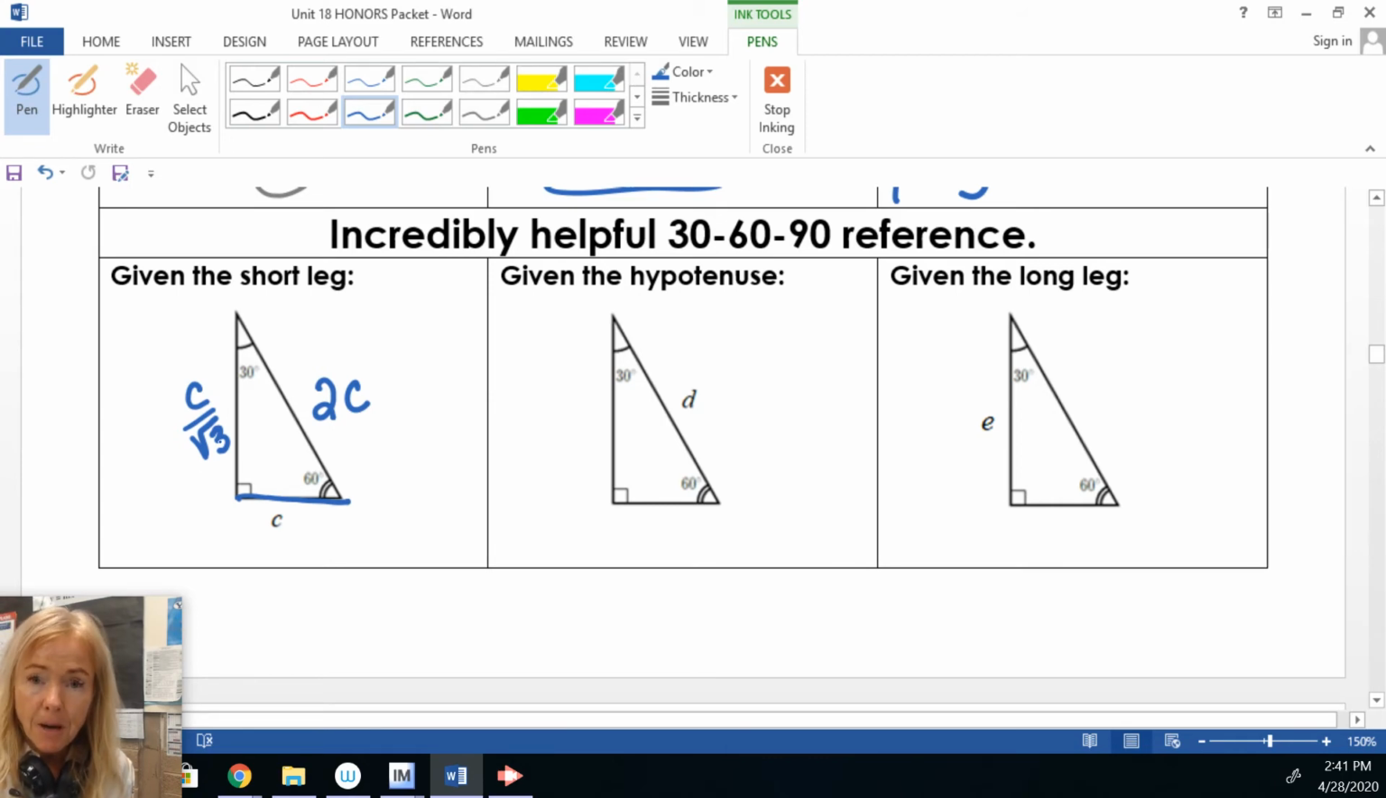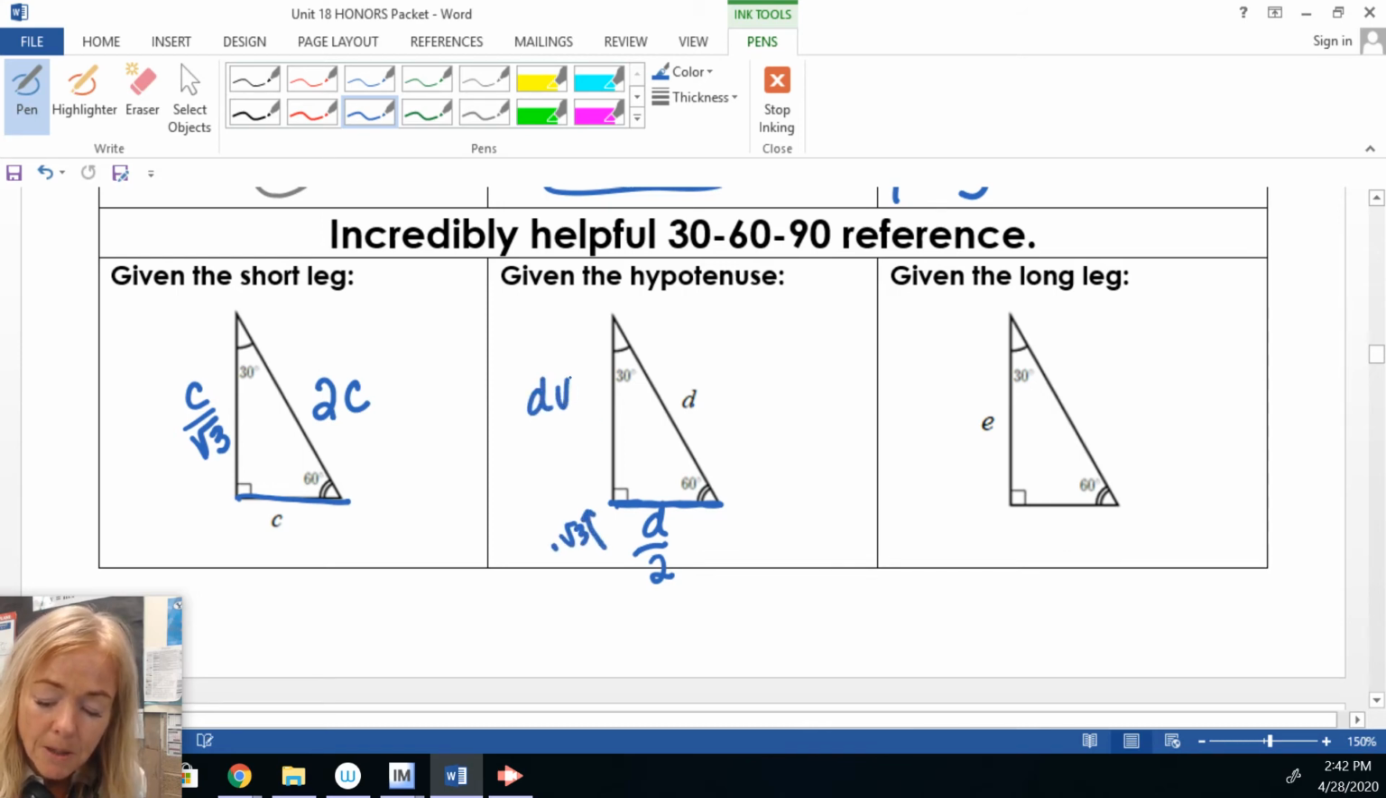If I'm given the hypotenuse, I have to get the short leg first, and I always mark the short leg because that's the one that the other two are referenced on. So if the hypotenuse is D, I divide by 2. It's going to be half of D for the short leg. And then to go to the long leg, I have to multiply by radical 3. So it'll be D radical 3 over 2.